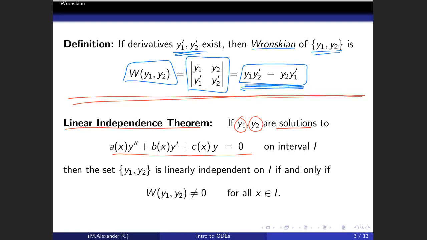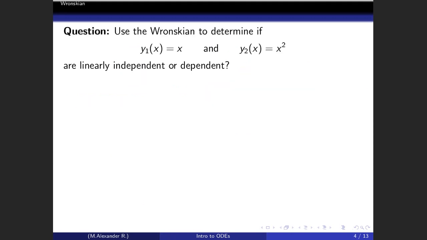Now, in order for us to check that the set y1 together with y2 is linearly independent, all we have to check is that this Wronskian is not 0 for all the x's in the specific interval. That's all we have to check. As soon as we calculate the Wronskian, if it is not 0, then we can say that the set is linearly independent. That's the power of the theorem. So let me give you an example to see how to use the theorem.